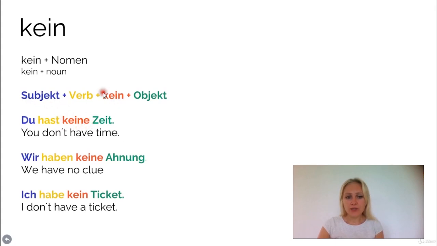Here the word kein, you have to adapt to the gender of the noun that follows, and also to the grammatical case. We'll look at that in the next slide. Wir haben keine Ahnung, we have no clue. Die Ahnung is female, and die Zeit is also female, so you have to say keine for that. Ich habe kein Ticket, I don't have a ticket, or I have no ticket. Ticket is neutral, it's das Ticket, so you say kein.